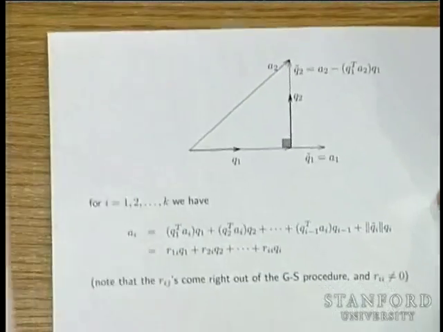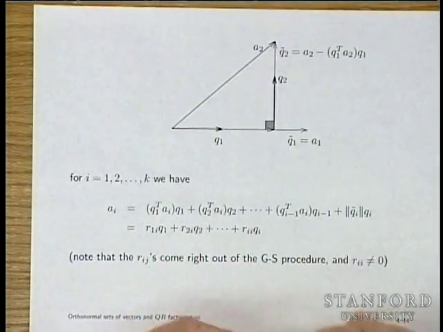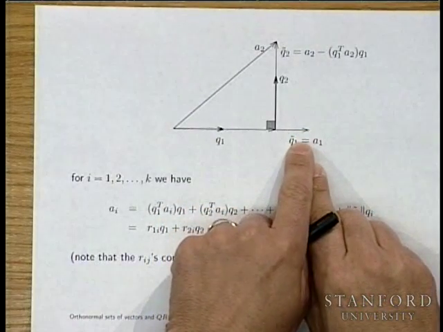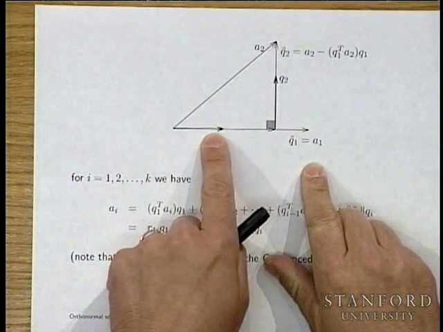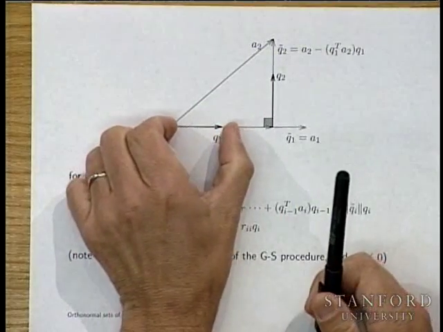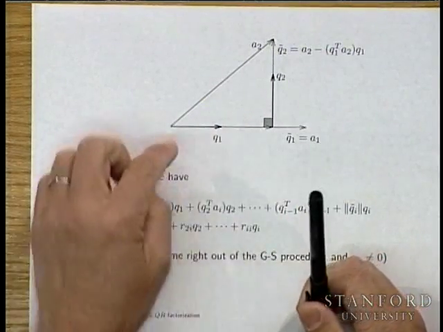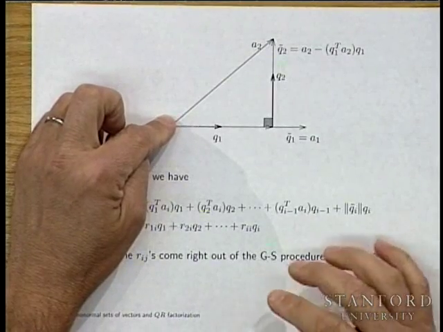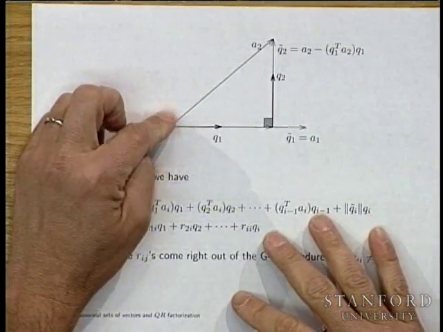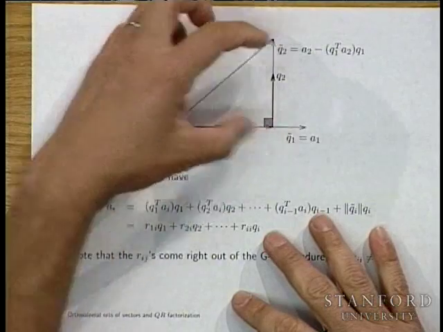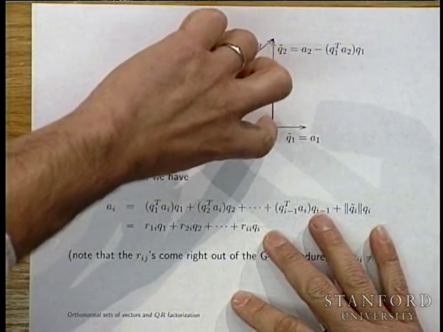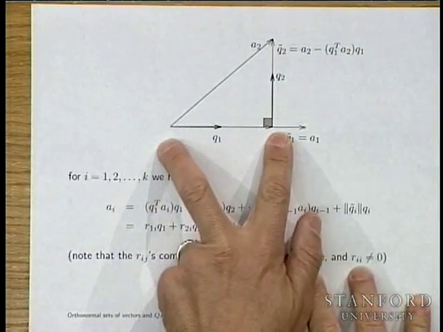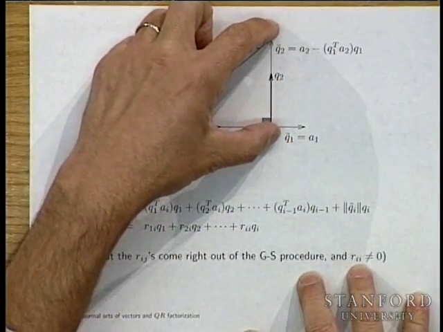All right, so here's the geometry of it. You start with A1, that's over here, and that's also Q1 tilde. The only thing to do is to divide by the norm, so that gives our unit length. The next step is you take A2, which is like this. You subtract off the Q1 component. That's what this vector is, right here. I subtract that off, and what I'm left with is this.